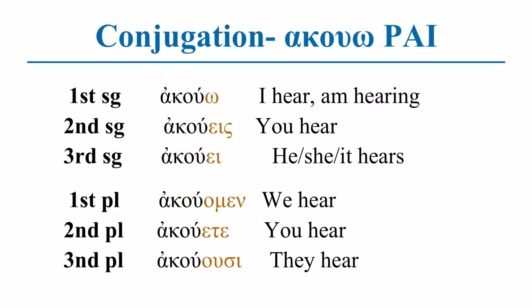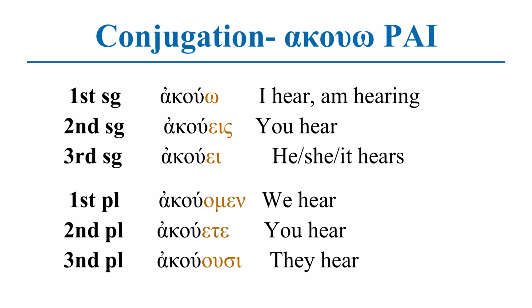Let's look at another example. If you're taught to conjugate the word akuo, and the guide given there is that we need to conjugate the word akuo in the present active indicative. So this is how you conjugate the word akuo. First of all, you identify the tense, the voice, and the mood, which is the present tense, active voice, indicative mood. And these are the endings that have been attached there.